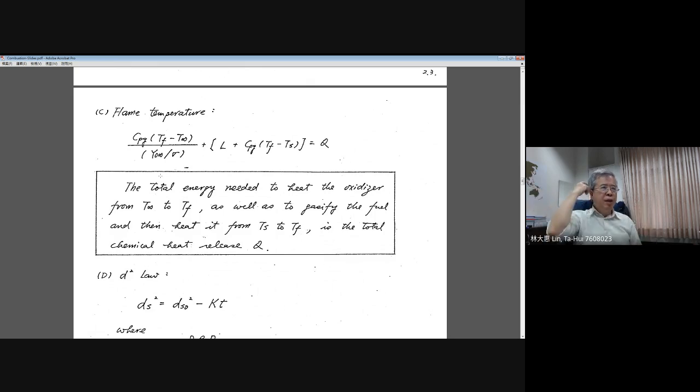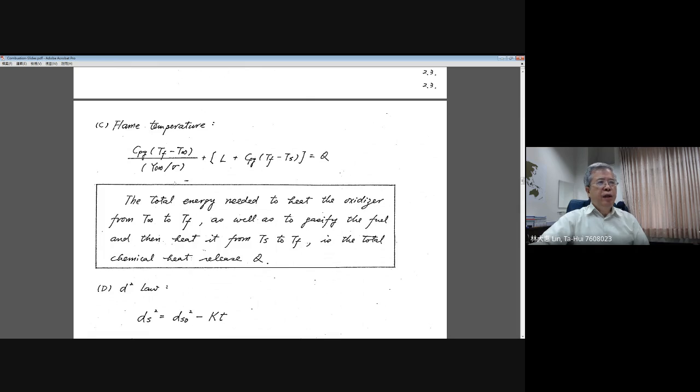Now you can clearly understand from this formula that the total energy needed to heat the oxidizer from T infinity to Tf, as well as to gasify the fuel and then heat it from Ts to Tf, is the total chemical heat release Q. This basically tells you the energy balance for this droplet burning based on the D square law.